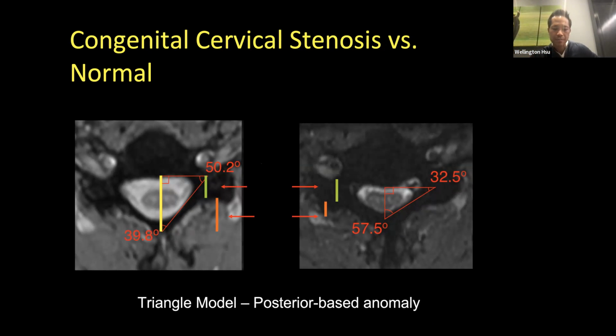spinal cord. So this triangle model indicates that this is a posterior-based anomaly, which makes me think about treating these patients posteriorly more often than not. Now, not everybody needs a decompression at a level that they're congenitally stenotic in. But if the goal is to treat congenital stenosis at multiple levels, and because it's a posterior-based anomaly, I believe that a posterior approach makes more sense because that's where the pathology is.